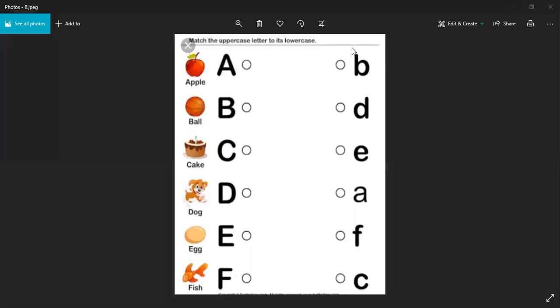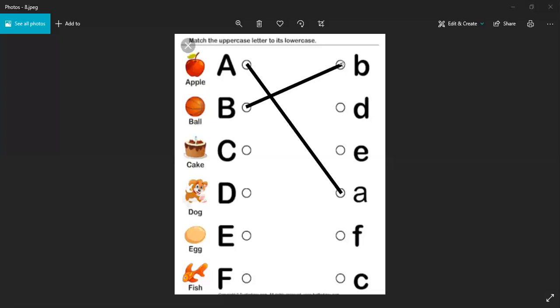Yes. Next, it's a revision worksheet. I'm going to revise all letters. What is the first letter? Capital A. A for apple. Right. Can you identify the small a here? Yes. Match. Next, what is the sound of A? A. Next, what letter? B. B for ball. What is the sound of B? B. Where is small b here?